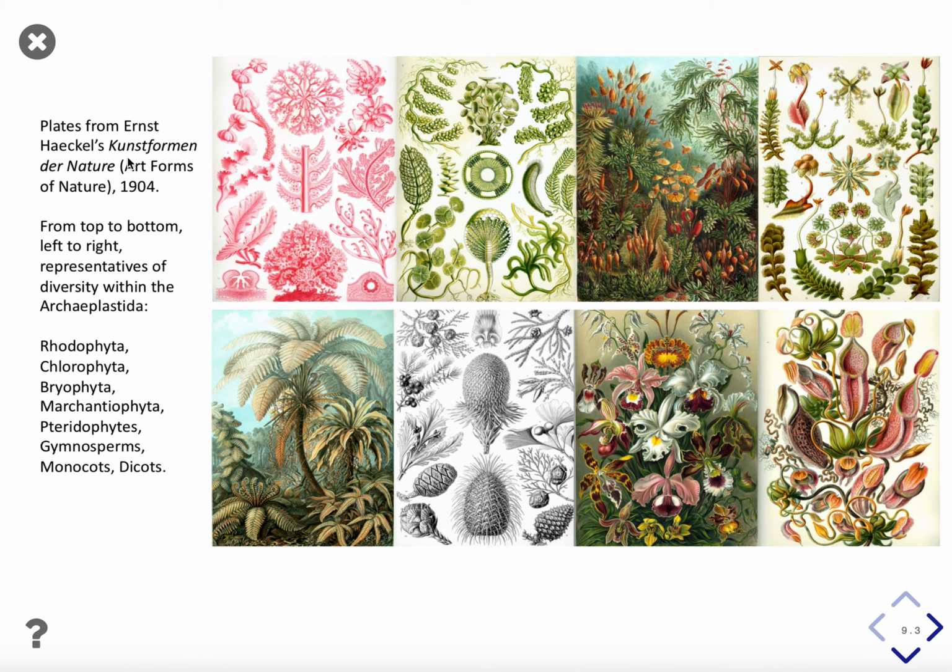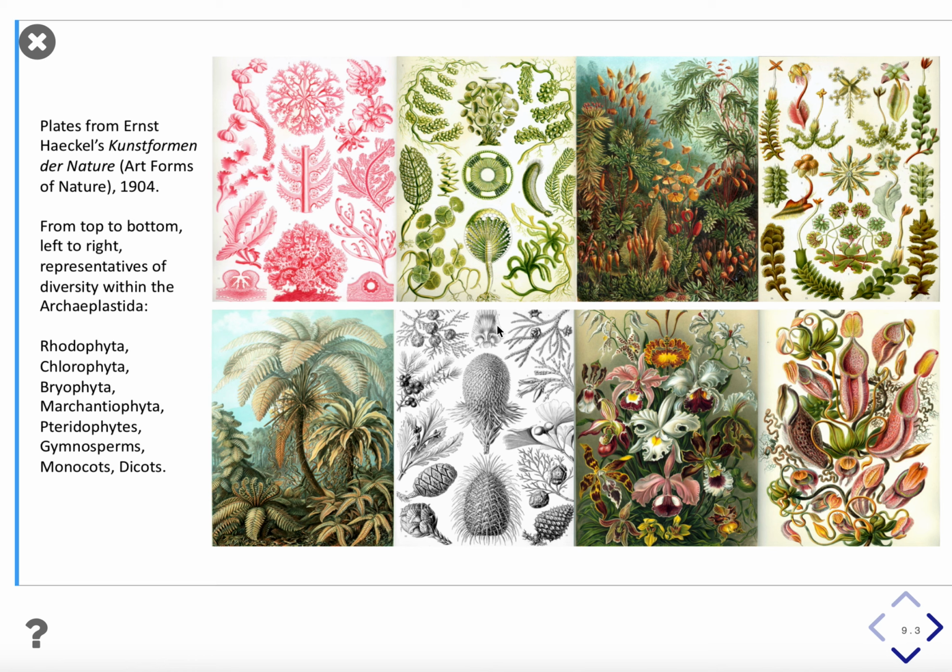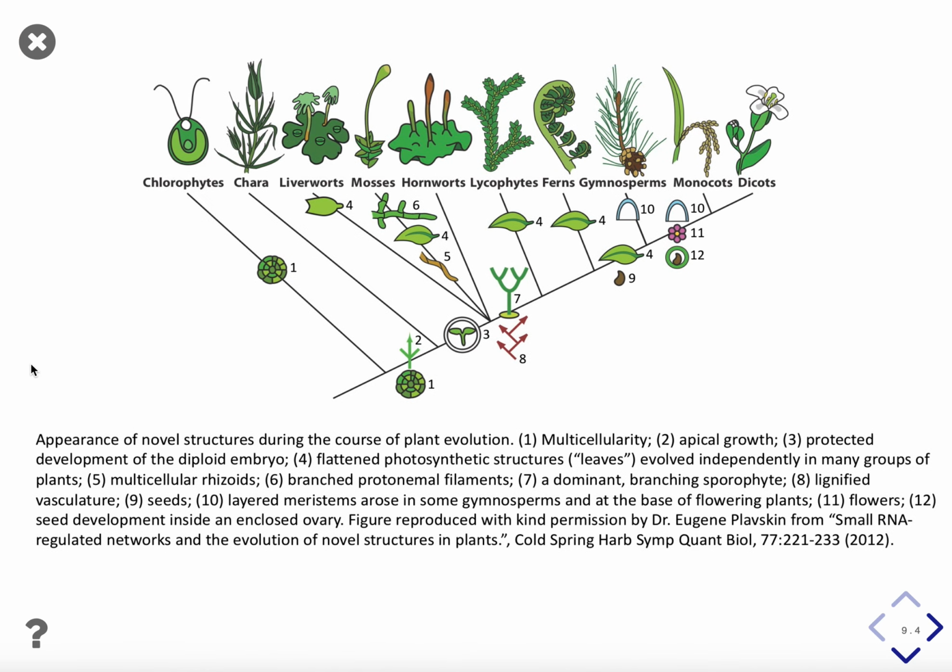These are from Ernst Haeckel's Art Forms in Nature, just to give you an idea of the forms of plants that are out there. But all these forms arise through evolution. And there's a whole naming scheme for plants, as you'll see in just a second, that's very hierarchical, but it comes from this tree arrangement of the plants, which results from evolution.